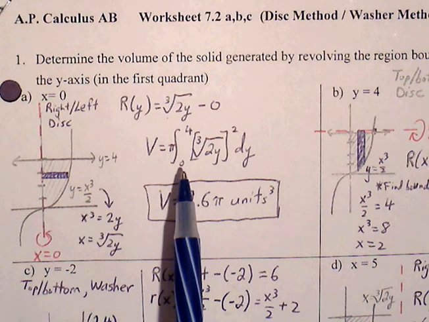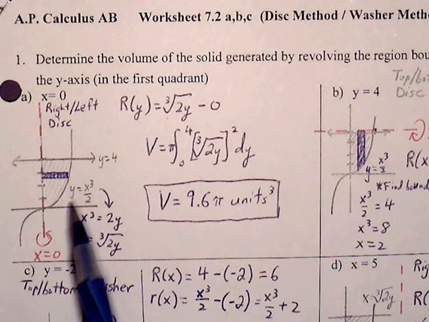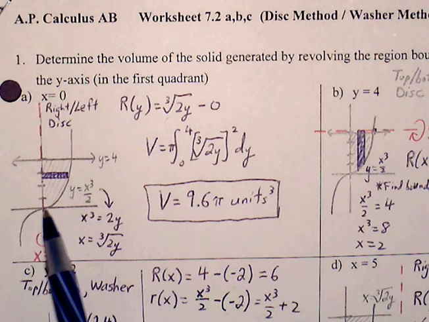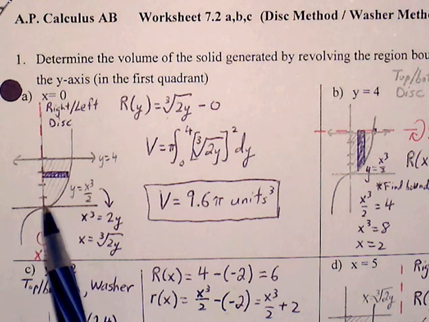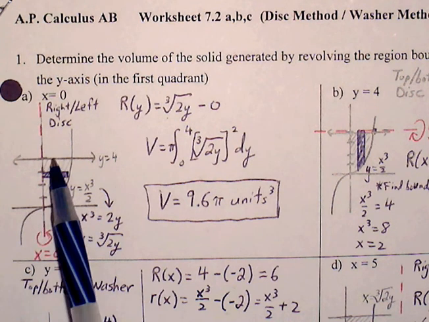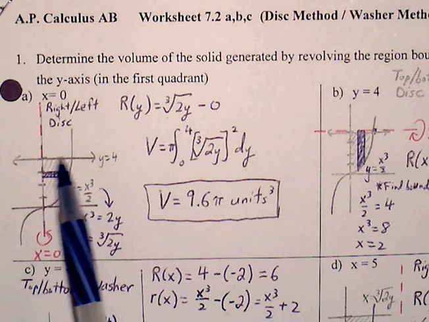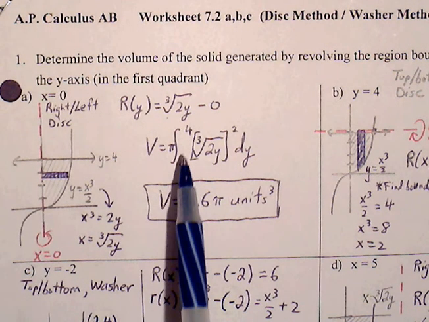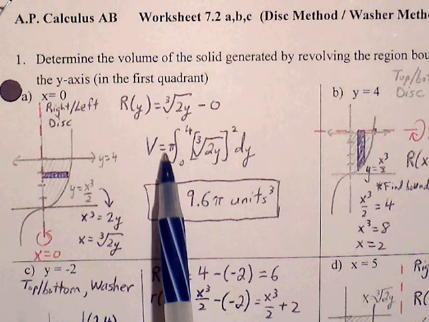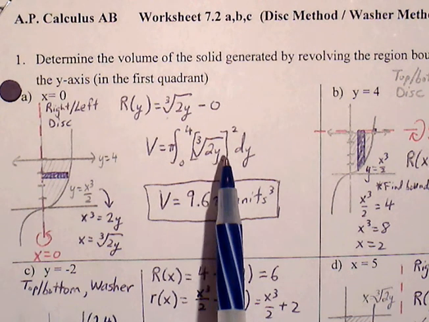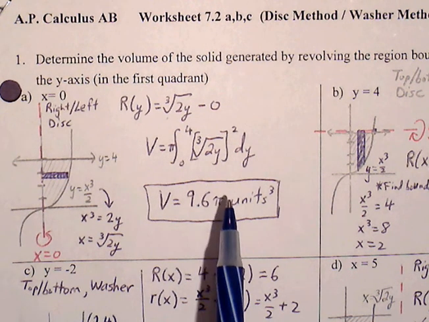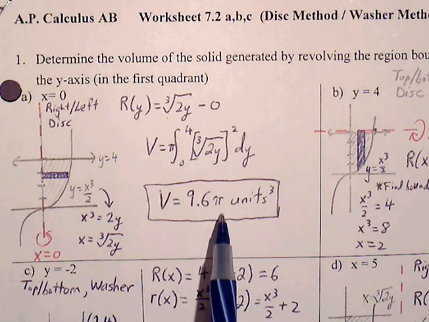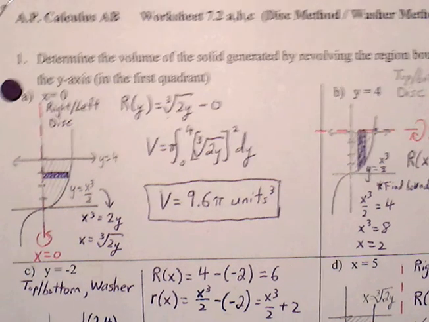And we need to plug in our bounds as well. So if you look at the graph, you should be able to tell that the lowest y value you see is 0, and the highest y value is just going to be this horizontal line, y equals 4. So our bounds will go from 0 to 4. Our disk method formula is pi big R squared. So we simply plug in our calculator, and we're going to get 9.6 pi cubic units.